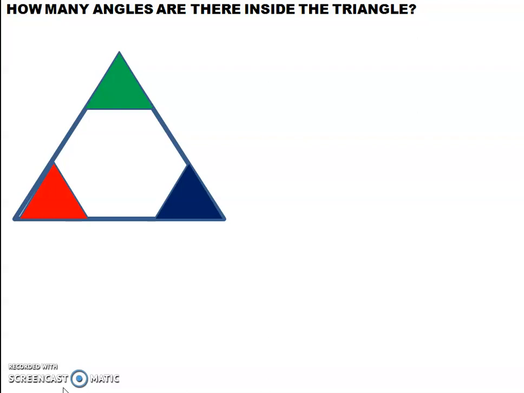Now, what is the sum? That means when you add the measures of these 3 angles, what will you get? Whichever type of triangle it may be, what will be the sum of the angles inside the triangle? That is what we are going to find.